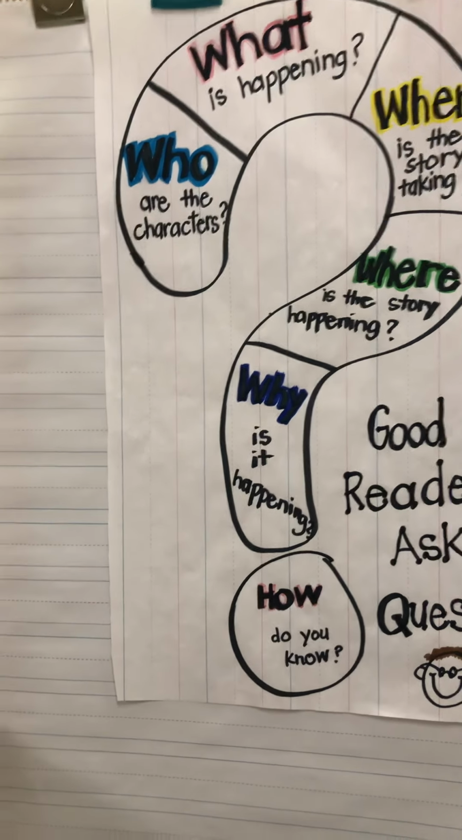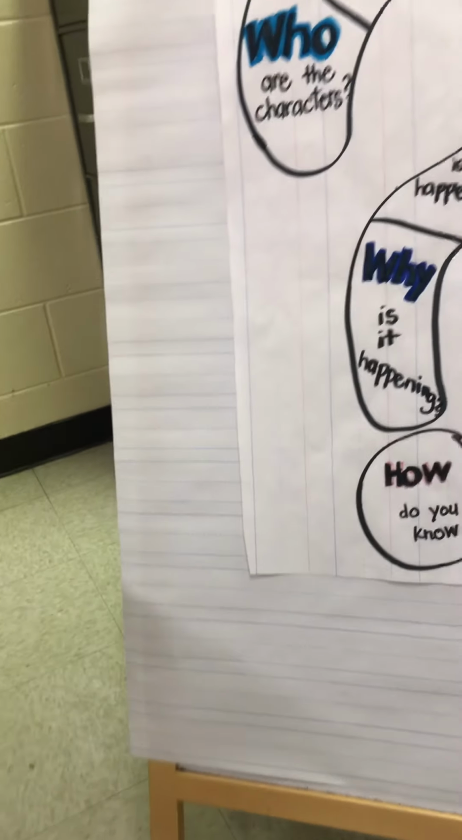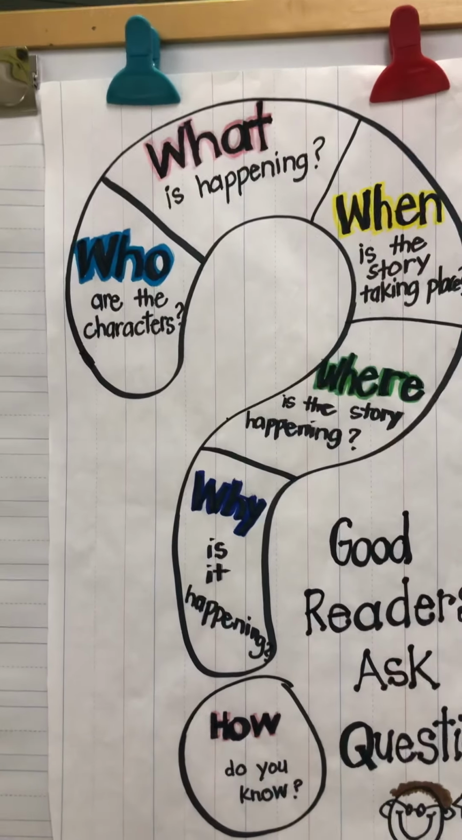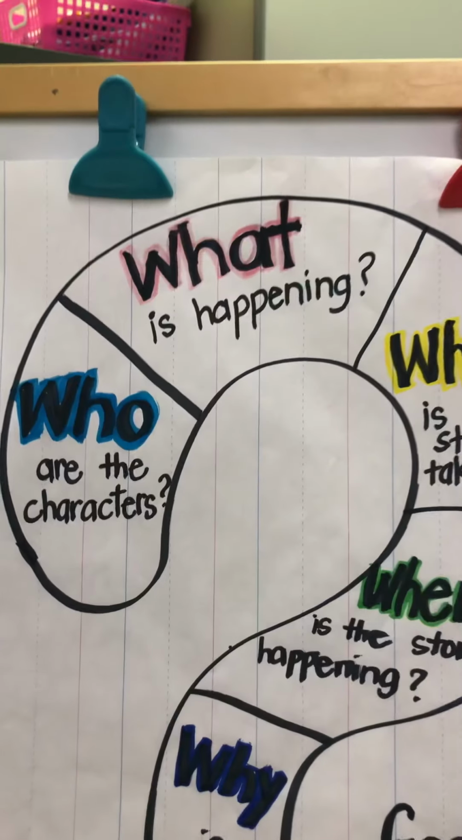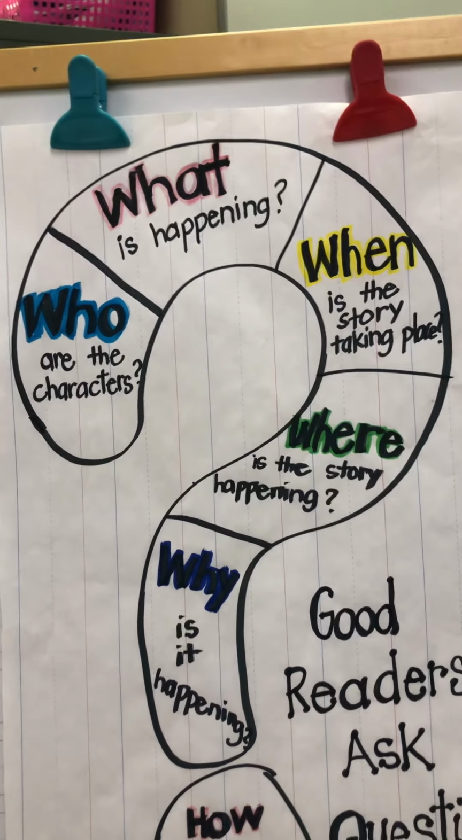And then at the end of the story, we saw this friend, Ronald Durkin. He wasn't a friend at first, was he? But then the story turned and had a good ending where they became friends. The next question is what? What is happening in the story?